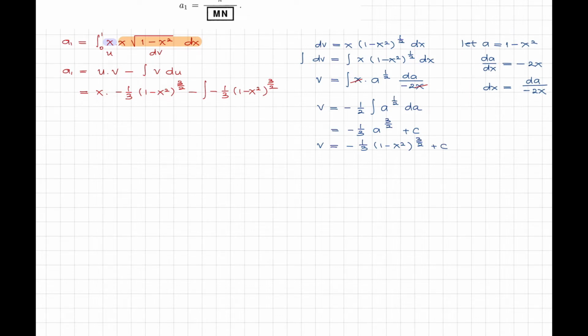And then du. Basically, du is the derivative of u. If u equals x, and we differentiate it, I get du dx equals 1. Then du basically equals dx. So du is dx.